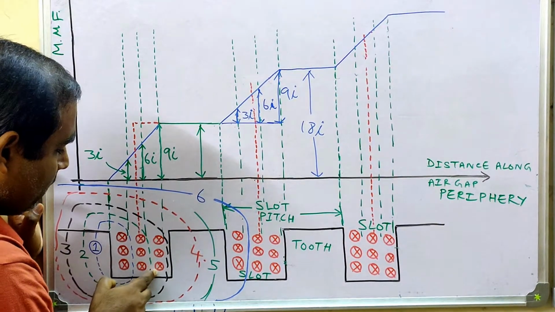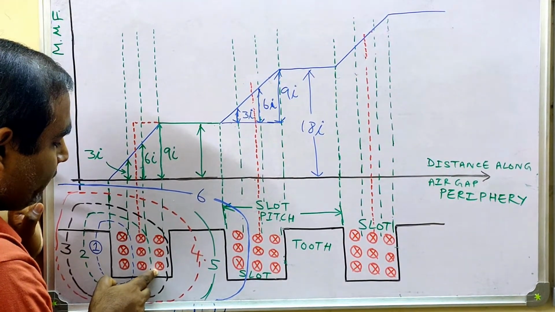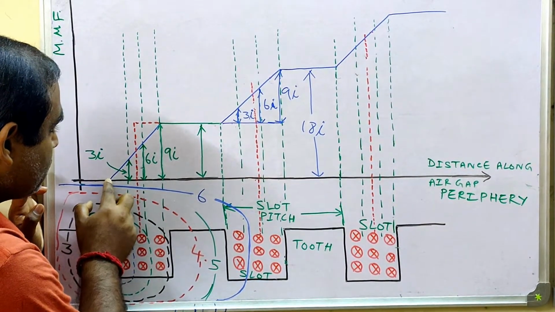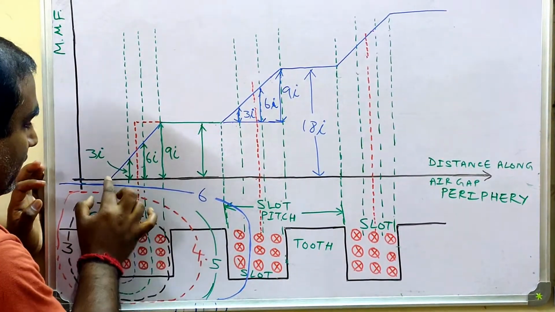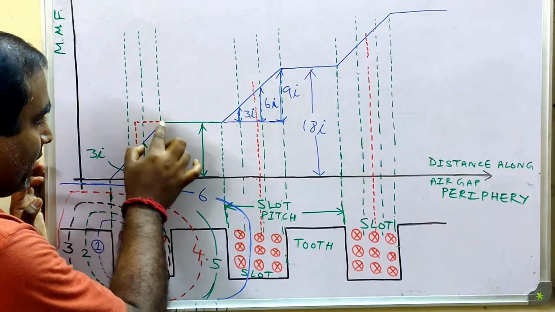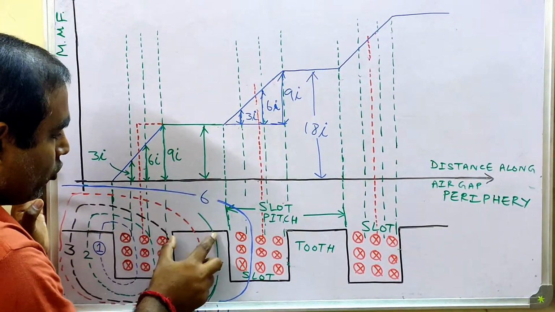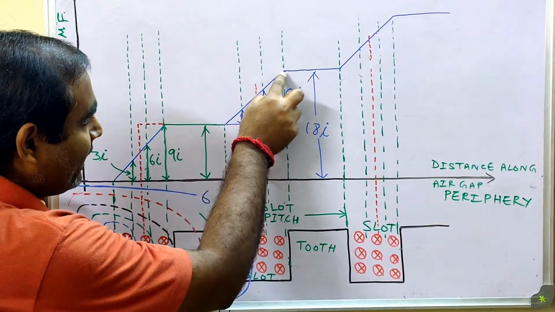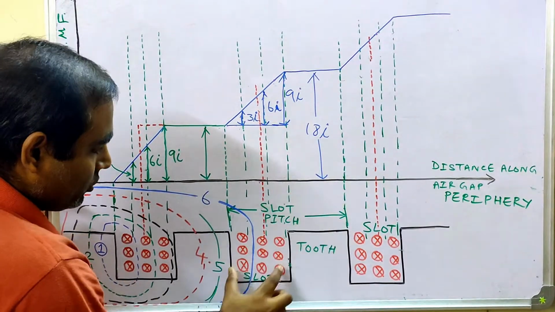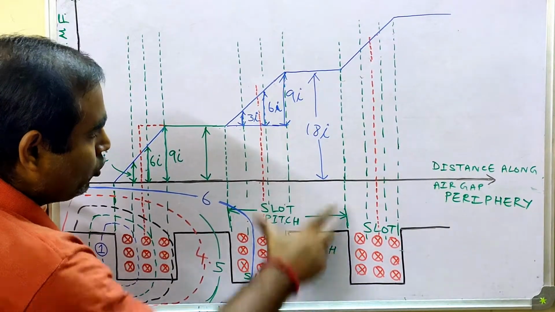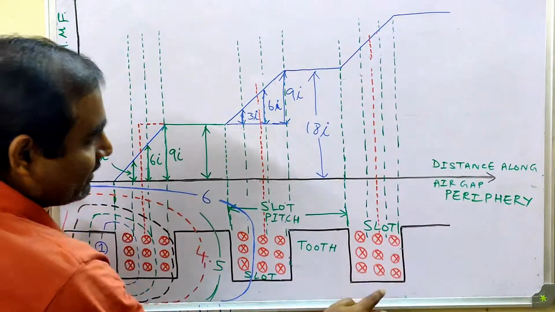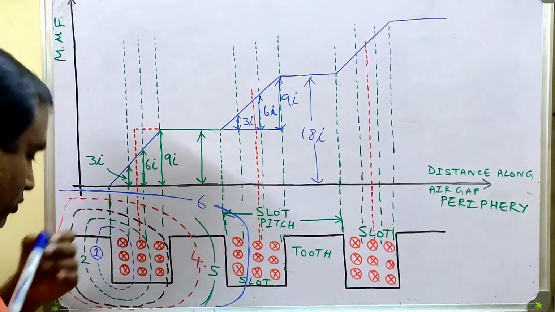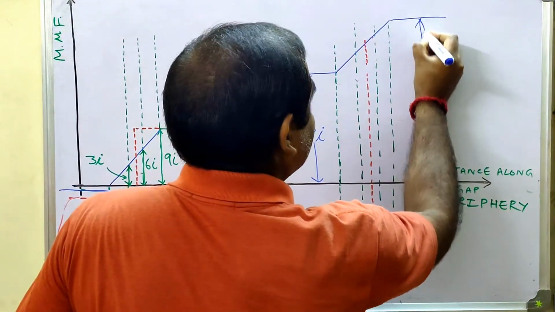So say this is our slot number 1. Over slot number 1, what have we seen? For slot number 1, we have seen that MMF has changed from 0 to 9i, of course in a linear way or uniform way. Then it has stayed at value 9i over the tooth portion. Again from here, it is rising from 9i by another 9i, that is a total of 18i. So this is for slot pitch number 2. Again here you will find that it will further rise by 9i. So it will then be 27i, isn't it? So in this way you see that MMF is rising.